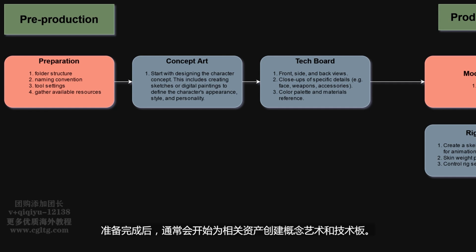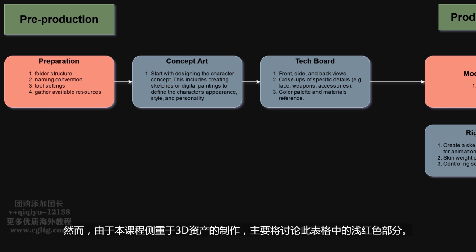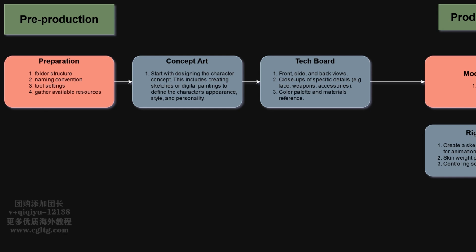After the preparation is completed, you will usually start creating the concept art and the tech board for the related asset. However, since this course focuses on the production of 3D assets, it will mainly address the light red parts in this table. The other stages are not likely to be included in this course.